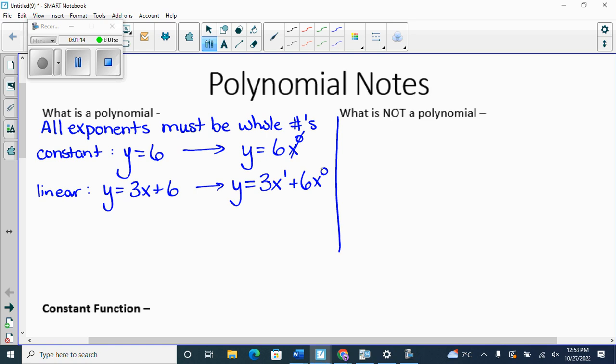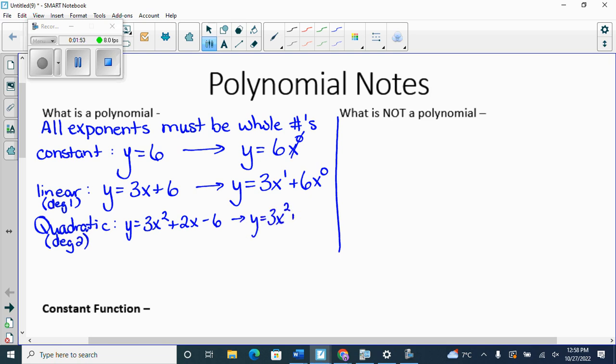Okay? Last year, it doesn't matter what class you were in, you learned about quadratics. So this is degree 1 linear. Quadratics are degree 2. And they're in the form y equals like 3x squared plus 2x minus 6, let's say. Well, is that a polynomial? Can I make all of them have whole number exponents? I would have y equals 3x squared plus 2x, which would just be to the 1. Minus 6 would be x to the 0. So that follows whole numbers. 0, 1, and 2 are my exponents, right?